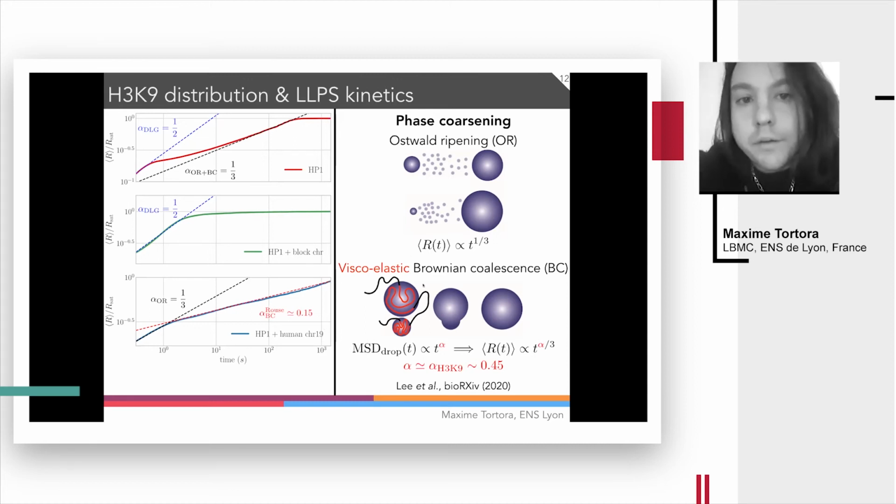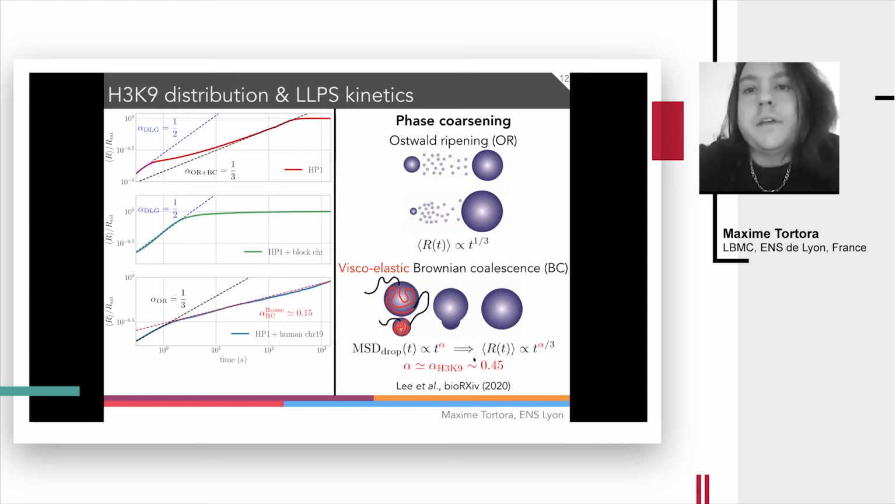Because HP1 droplets tend to strongly colocalize with H3K9, their dynamics are actually constrained by the diffusion dynamics of the heterochromatin that they encapsulate. So here we find that the heterochromatin diffuses with an anomalous exponent alpha of about 0.45, which is slightly lower than the 0.5 value predicted by the Rouse theory for generic polymers.